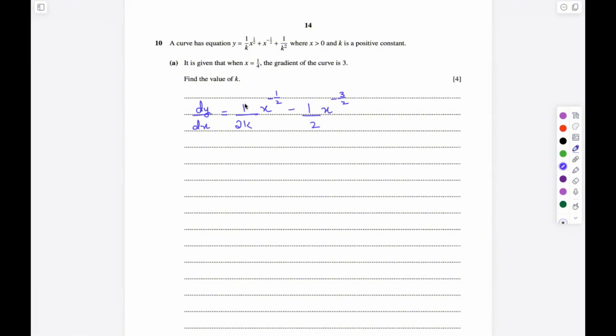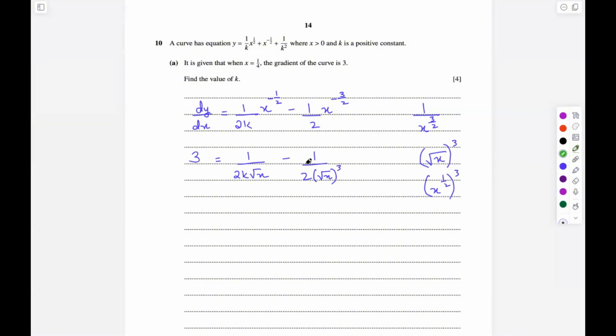Once we have differentiated, we know that the value of x is 1 upon 4 and the gradient is 3. First we can rearrange it and write it as 1 upon 2k square root of x, minus 1 upon 2, and now if you bring x to the power 3 upon 2 into the denominator, we can also write it as square root of x whole cubed, as x to the power 1 upon 2, whole cubed, becomes 3 upon 2. So it's up to us how we write it. I will write it as square root of x whole cubed, and that is equal to 3.